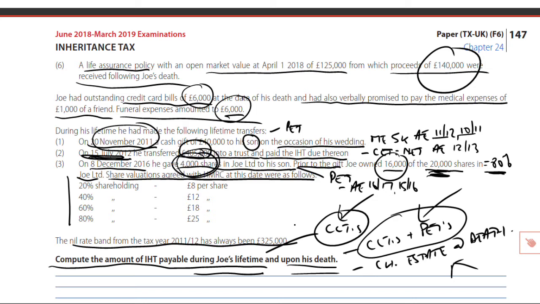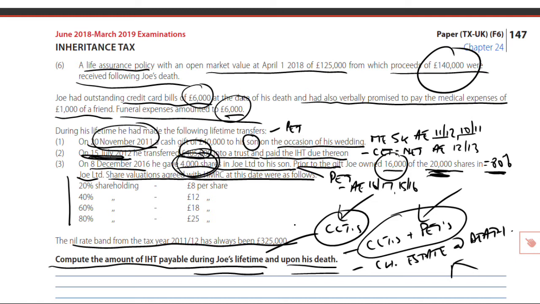You set those up as columns on the right-hand side of your page, with the dates in chronological order and labelling PET, CLT and PET. You compute, if necessary, the transfer of value. It will be necessary in relation to the transfer of shares. We've explained how we do that loss to the estate working.